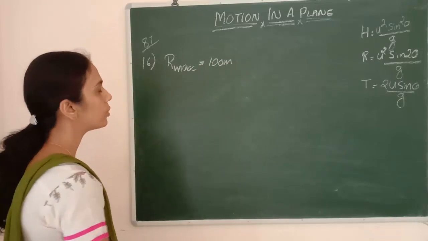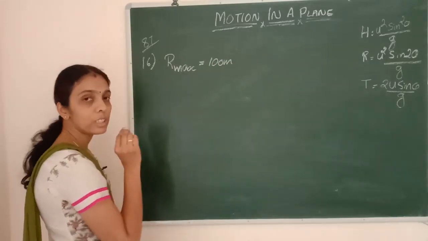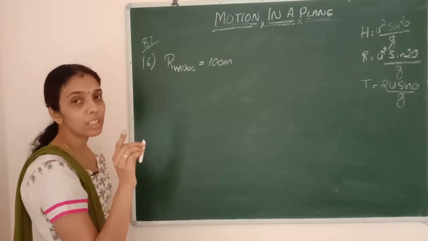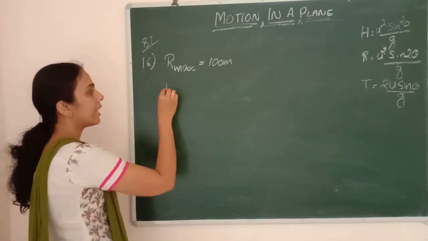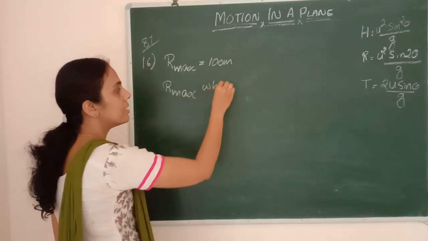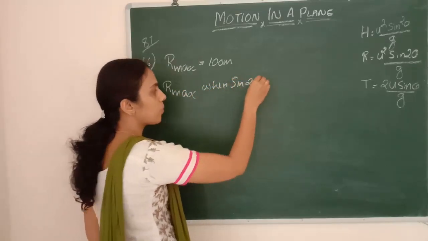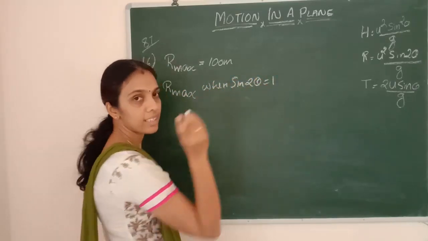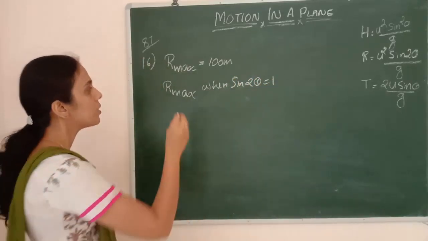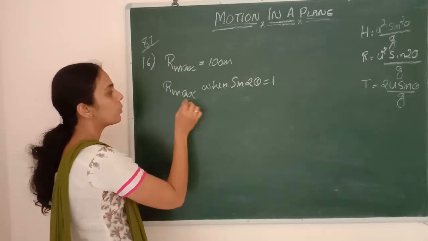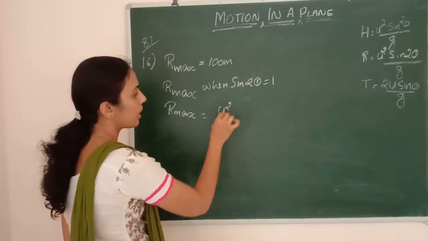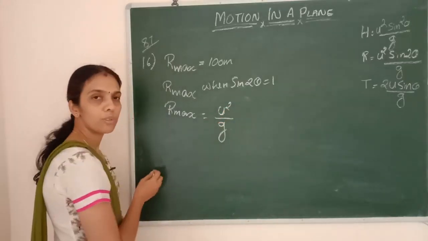So what is the formula to find the maximum range? In the last video I told you, range will be maximum when sine 2 theta is equal to 1. That is, 2 theta is 90 degrees, so theta equals 45 degrees. Sine 2 theta equal to 1 means R max will be equal to U square by G.